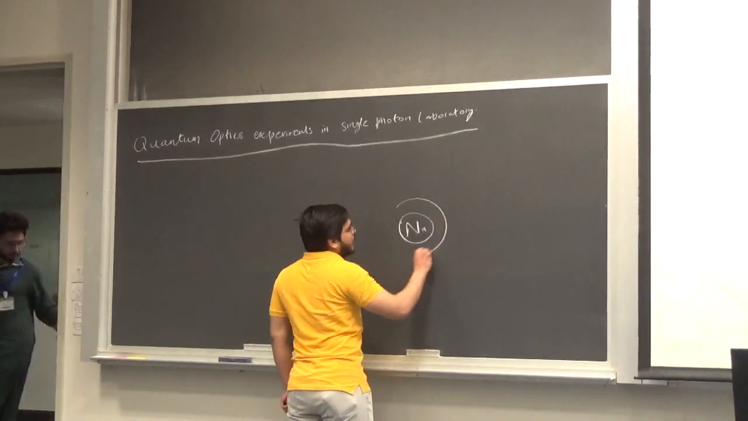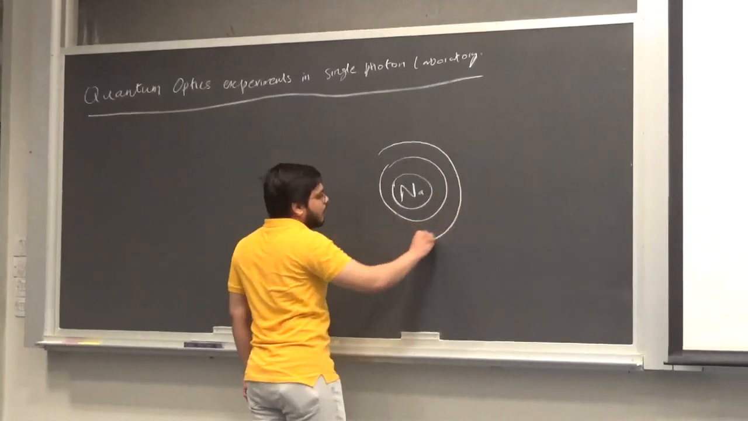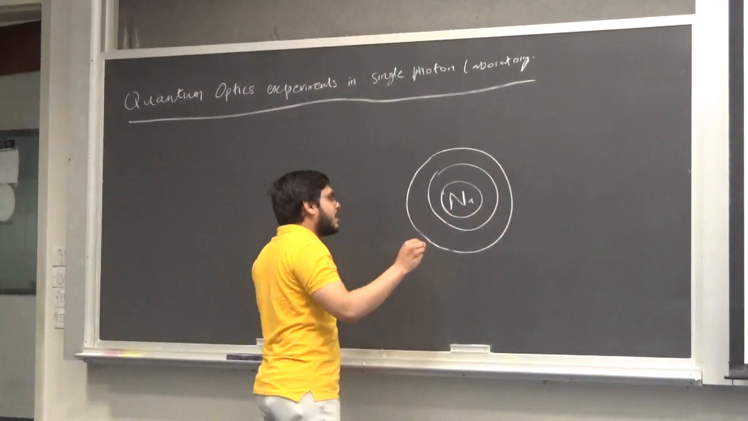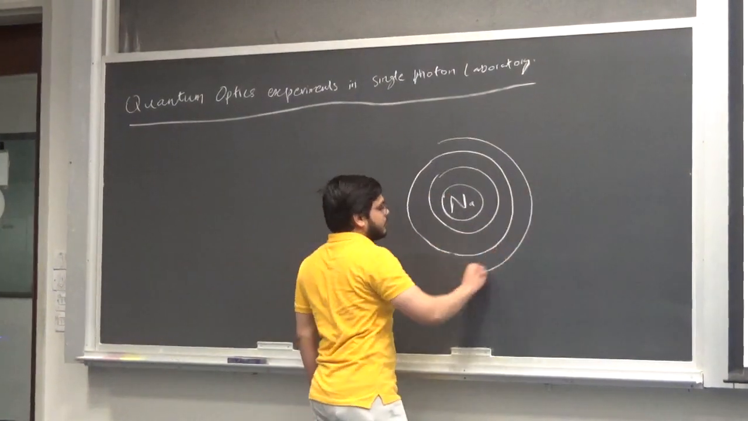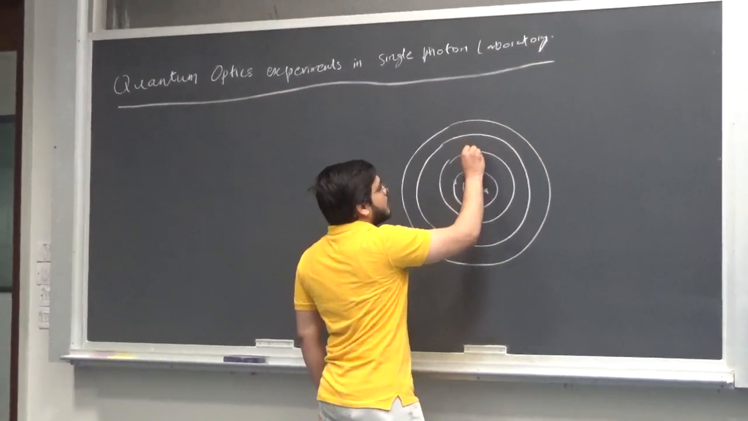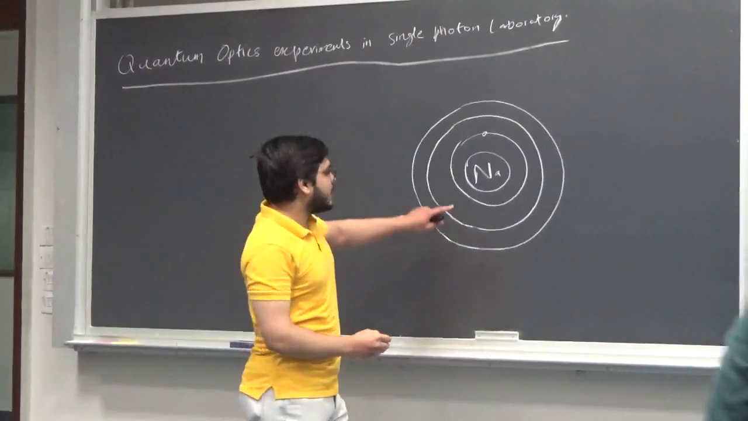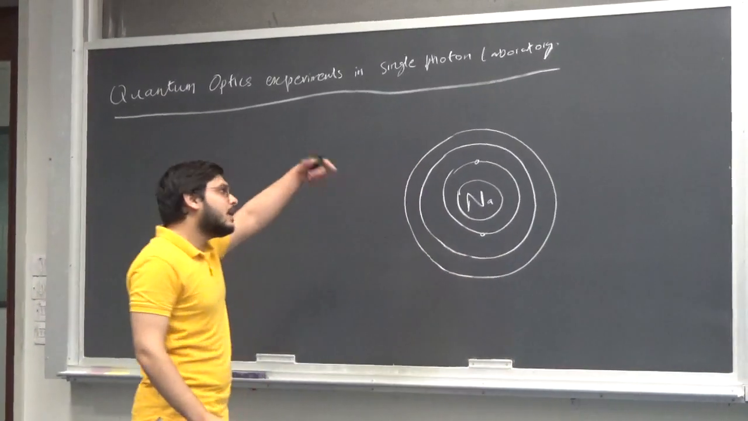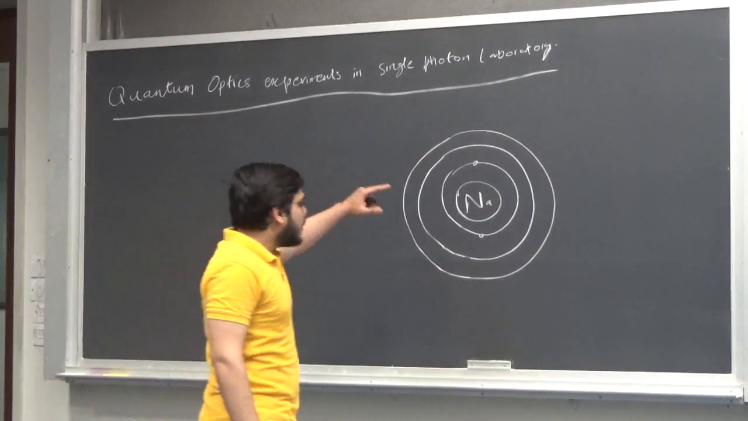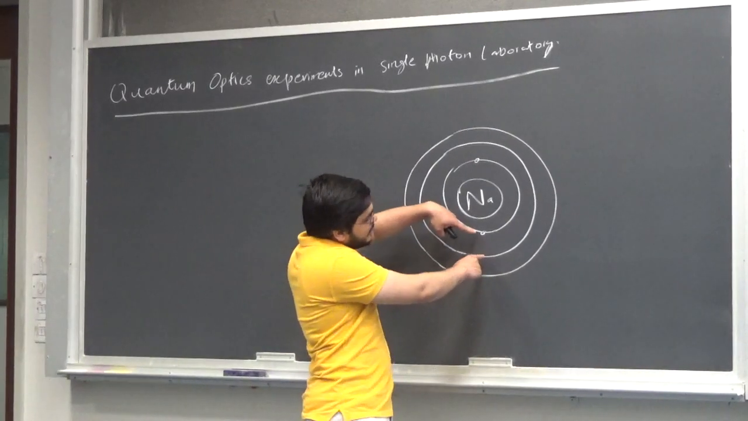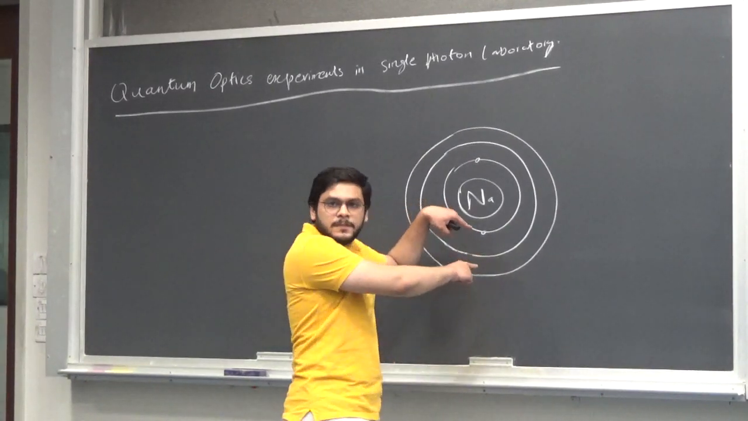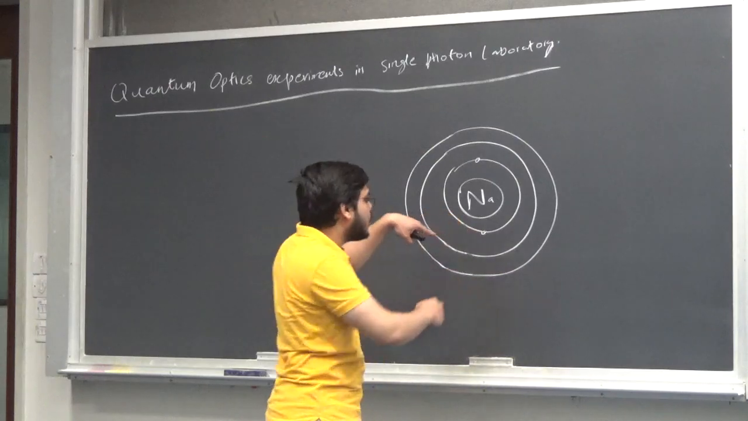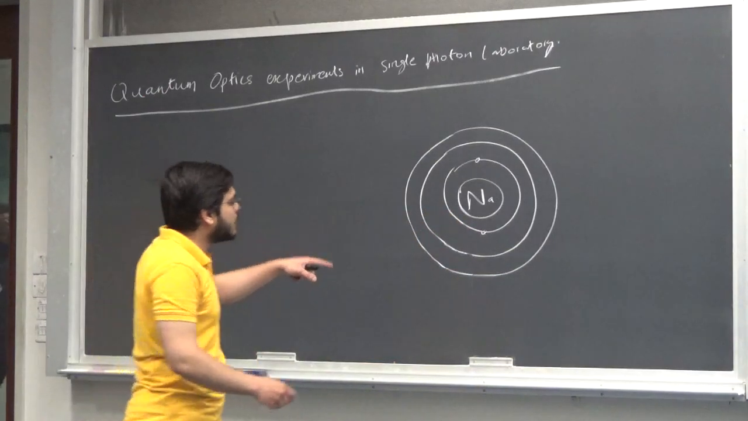We know that there are a few orbitals or orbits in which the electrons can live. We know that there will be some electrons in the s level, and then there will be some electrons in the p level, d level, and so on. But we say that these electrons can't exist in the space in between. Why is that so? That is because of the quantization of energy.